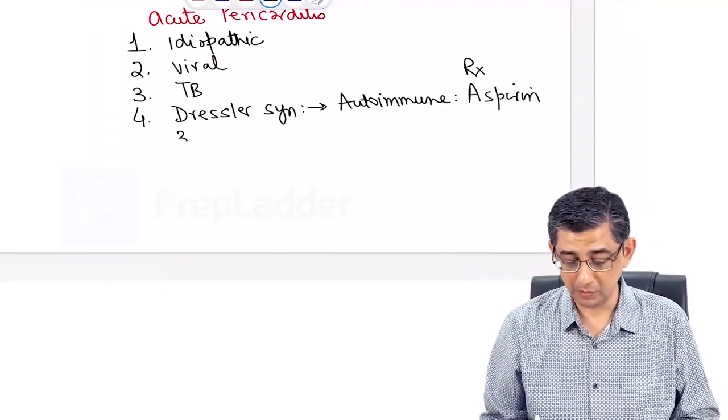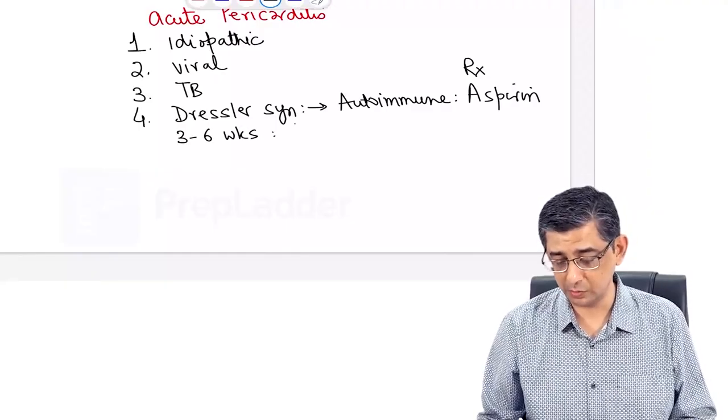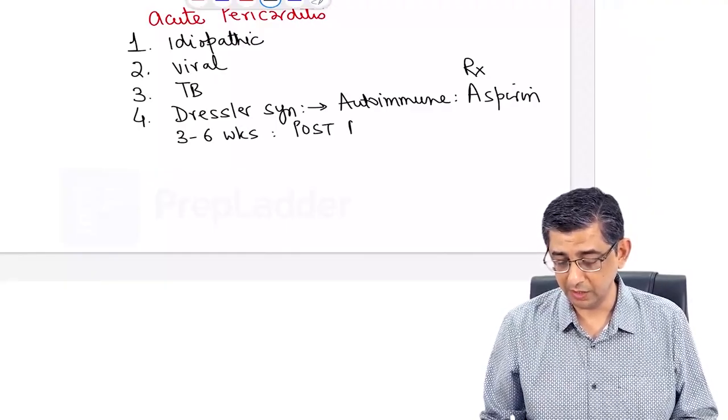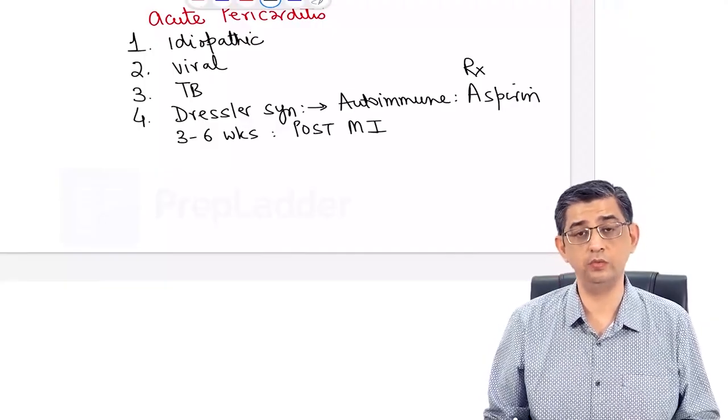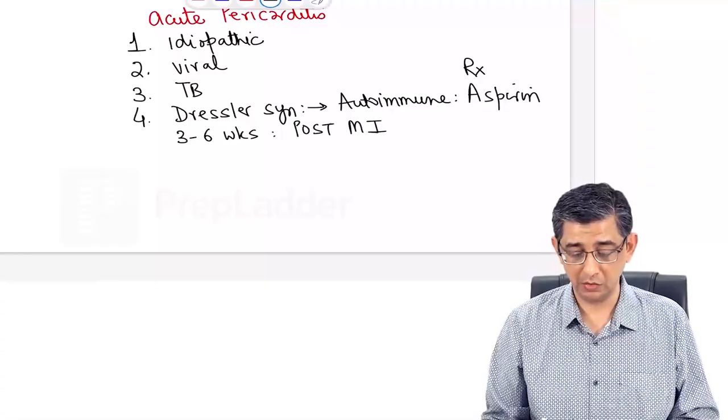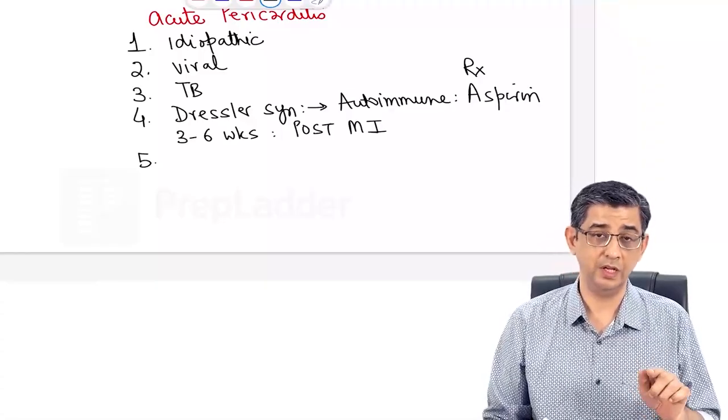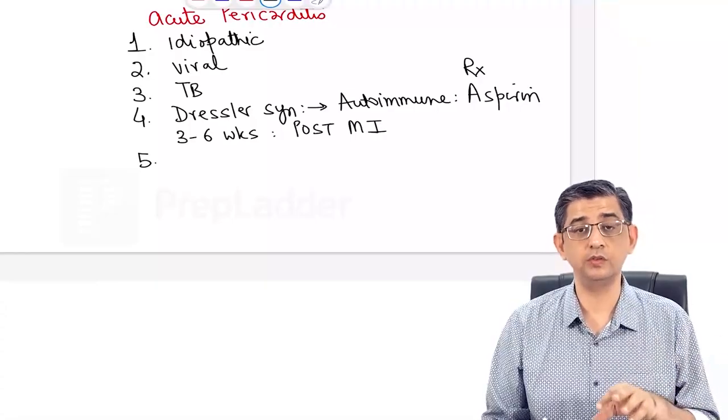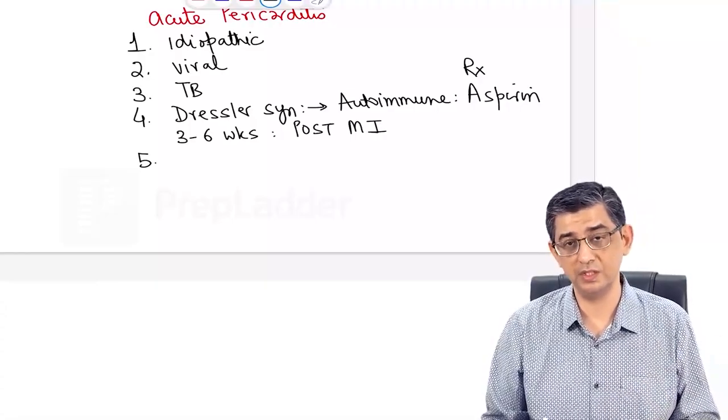As I explained to you, this complication will occur 3 to 6 weeks post MI, and I'll explain to you in a while what investigations you will do and what auscultatory findings will be present, so that you can differentiate whether this is a new episode of MI or whether this is going to be a Dressler syndrome. So differentiation is easily possible.